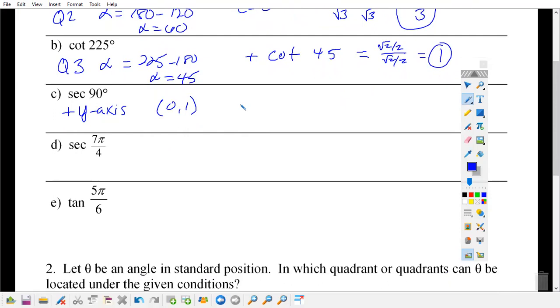Secant is the reciprocal of y. So the secant of 90 equals 1 over my y. What is my y?